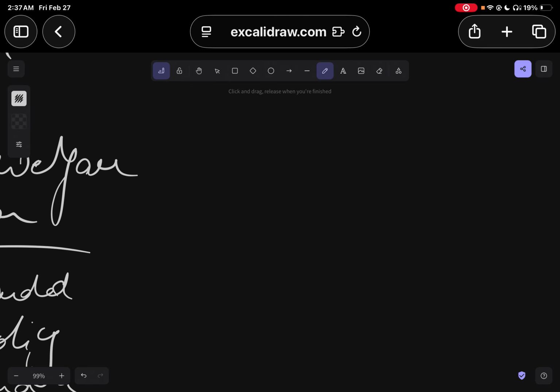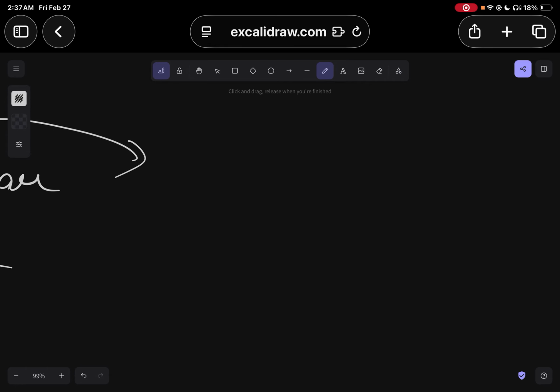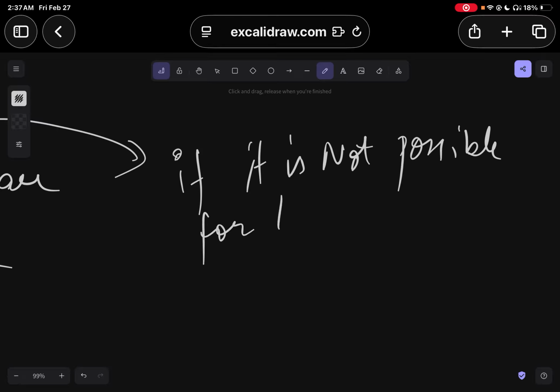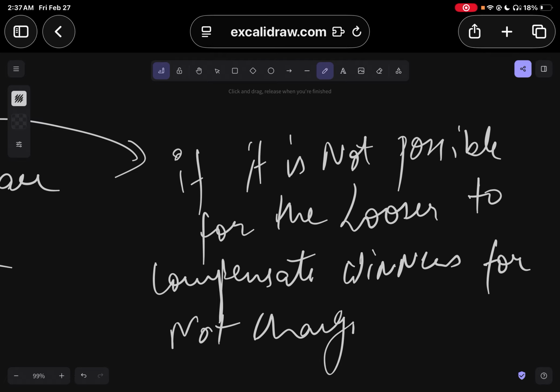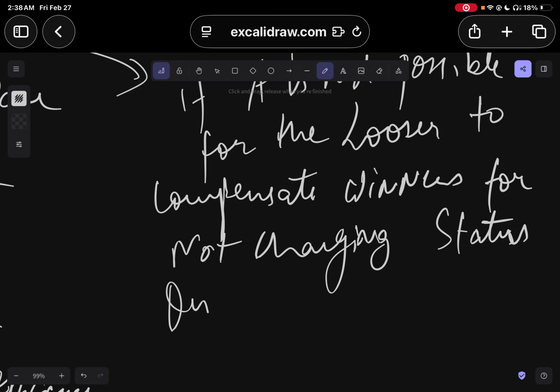Now, the contribution of Hicks. He said if it is not possible for the loser to compensate the winners for not changing the status quo, then the change in status quo is an improvement.